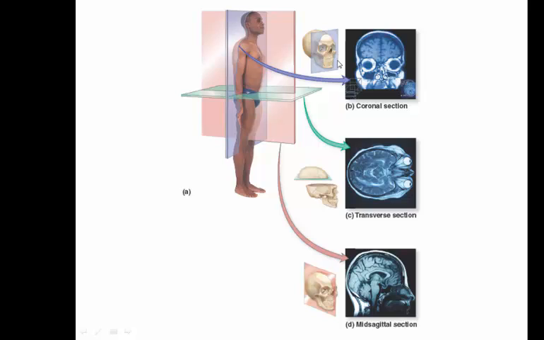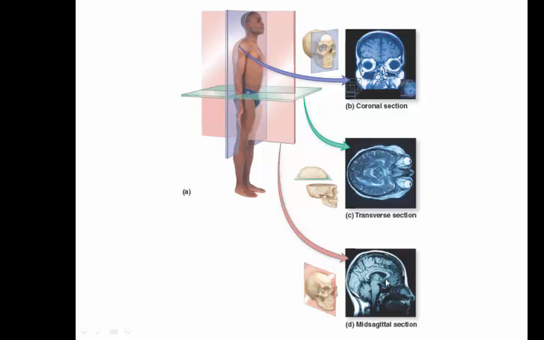So here we have a coronal section taken through the skull, and this is how it would appear on the accompanying MRI image. Here we have a transverse, axial or horizontal section taken through the skull, and you can see the structures appear quite different when the section is taken through this plane.